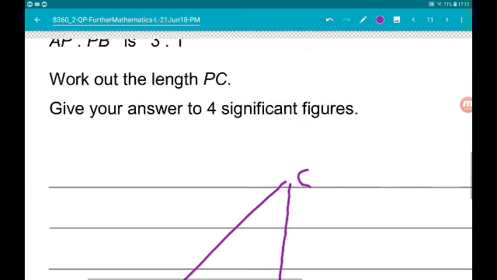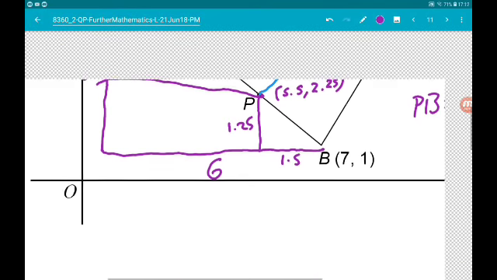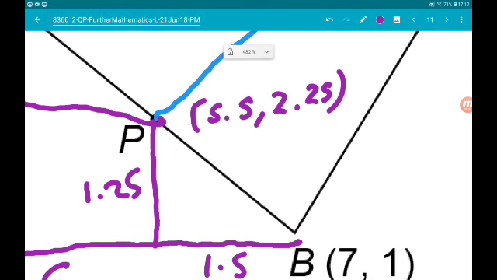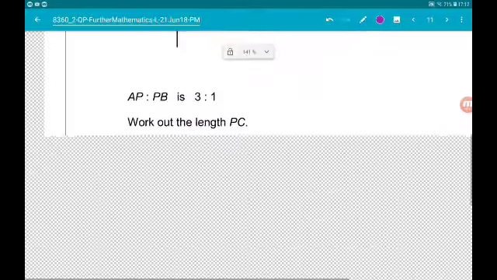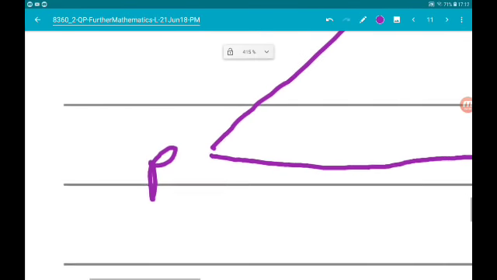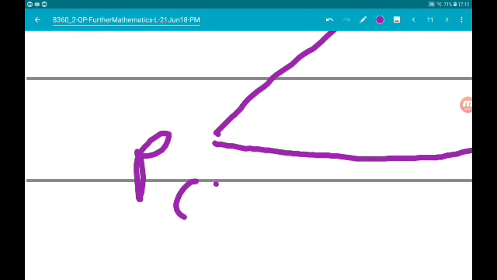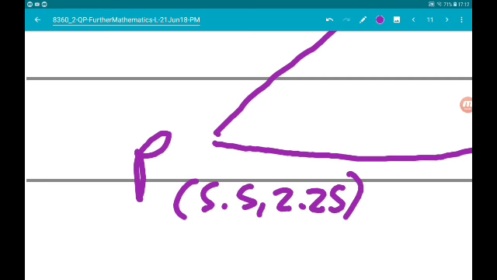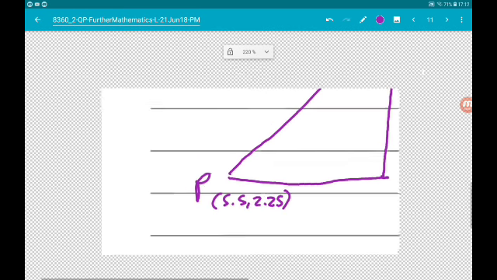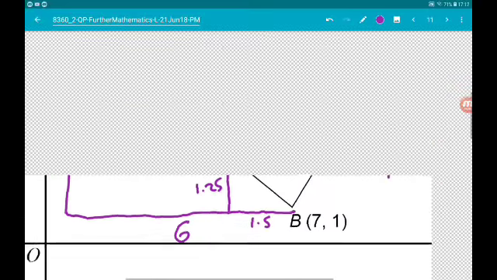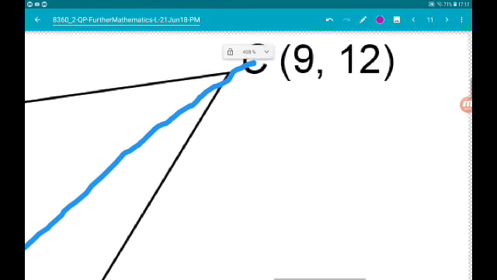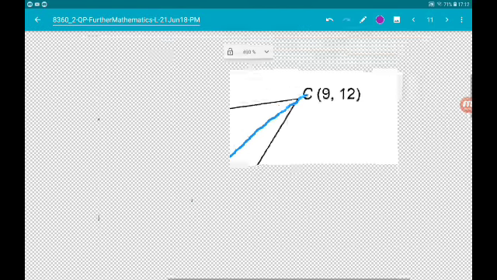So we know the coordinates of P are 5.5, 2.25, and the coordinates of C are 9, 12.